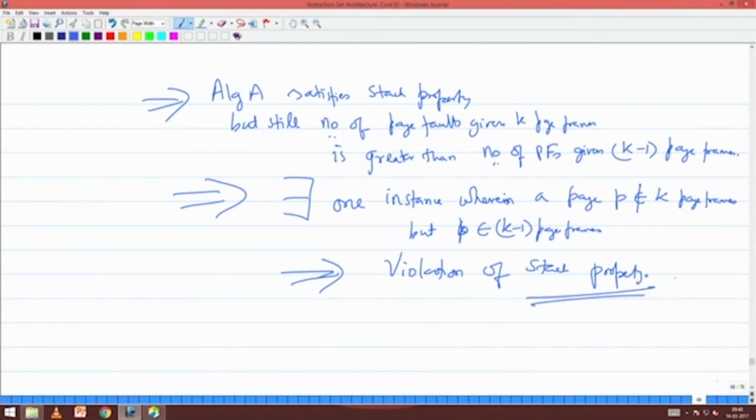Hence, if my algorithm satisfies the stack property, then as I keep increasing the number of page frames, my page faults will decrease. Unfortunately, in the case of FCFS, since the stack property is violated, Belady's anomaly can basically creep into it. Are you able to follow?